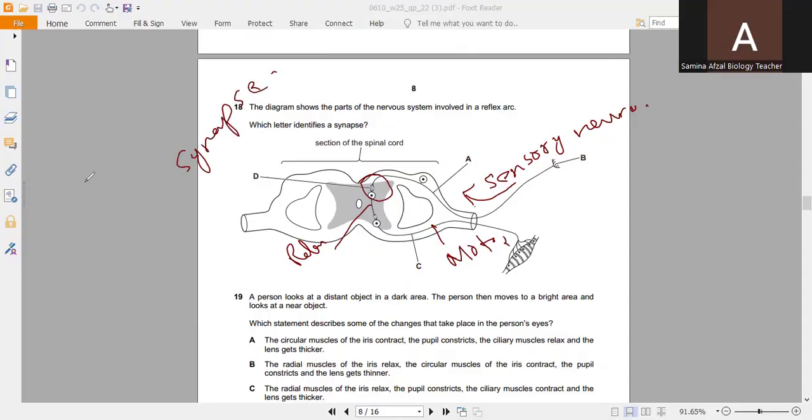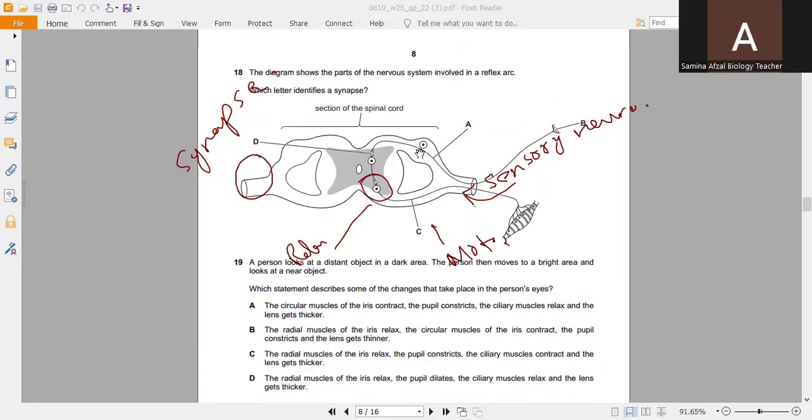So D points directly to the junction inside the gray matter of the spinal cord where the sensory neuron meets the relay neuron. So it indicates the answer is D. And A indicates the sensory neuron as I have written. B points to a receptor in the cells, and C indicates the motor neuron. So D is the correct option.